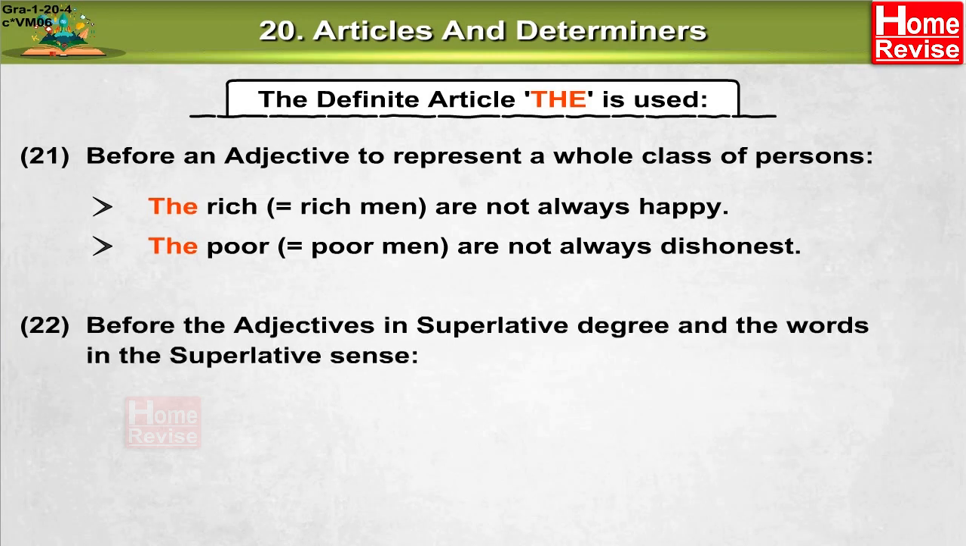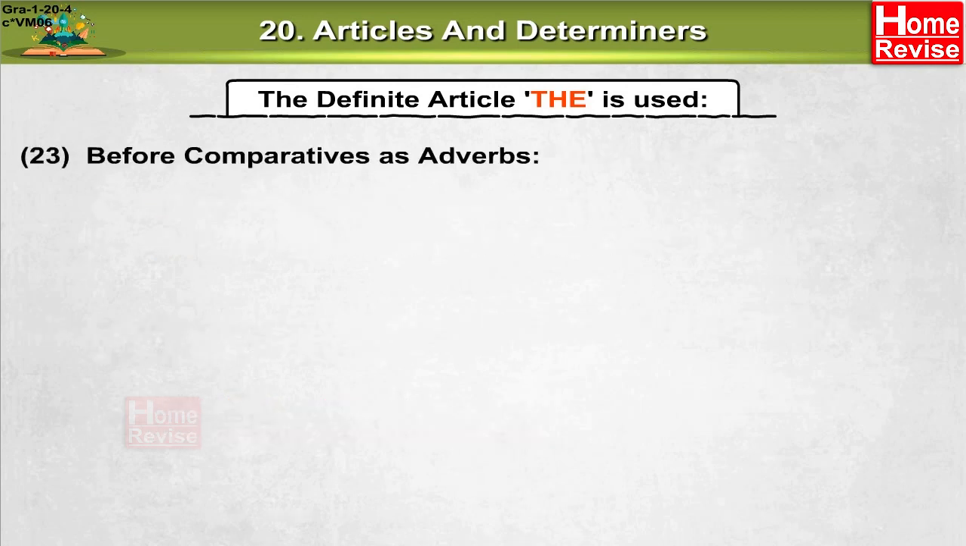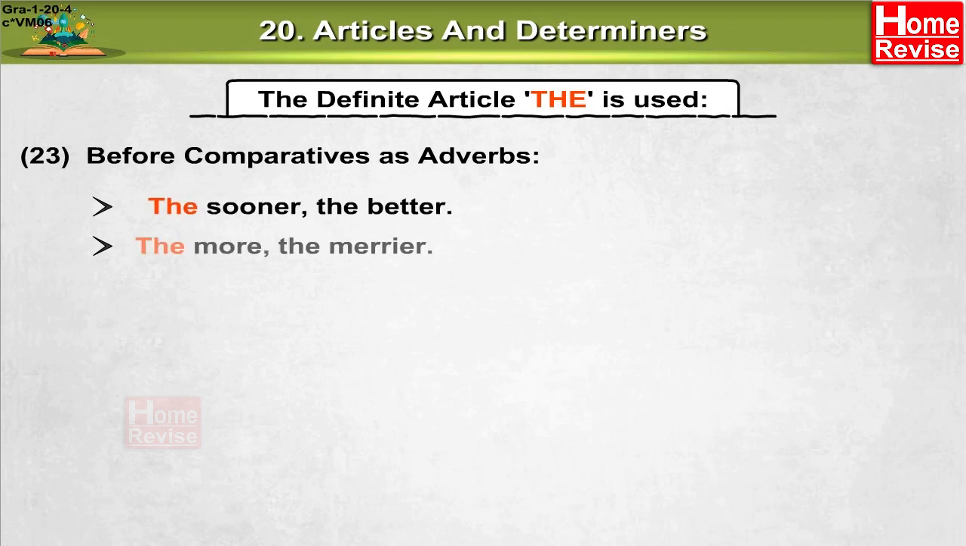22. Before the adjectives in superlative degree and the words in the superlative sense. He is the best boy in the class. She is the most beautiful girl. 23. Before comparatives as adverbs. The sooner, the better; the more, the merrier.